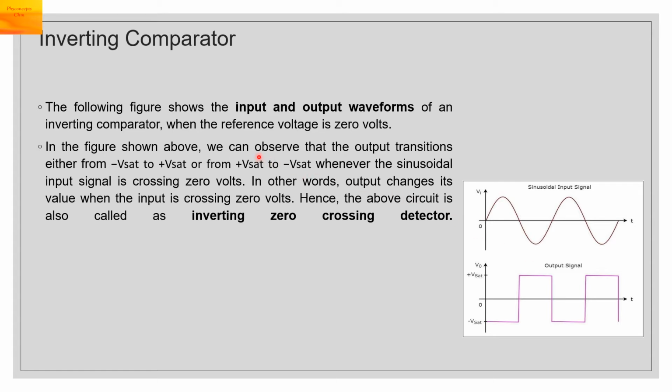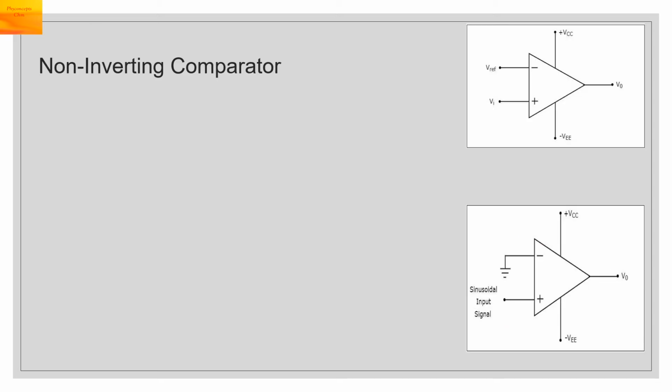So we can observe that the output transitions either from minus Vsat to plus Vsat or from plus Vsat to minus Vsat whenever the sinusoidal input signal is crossing 0 volts. In other words, the output changes its value when the input is crossing 0 volts. At 0 volts, the transition is occurring. Hence, the above circuit is also called an inverting zero crossing detector.